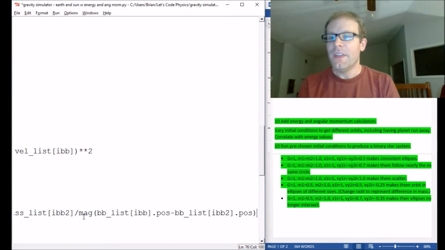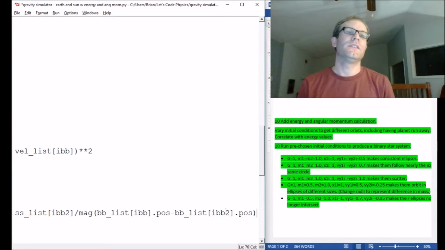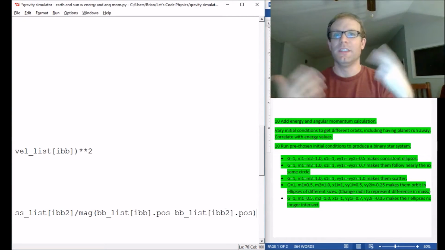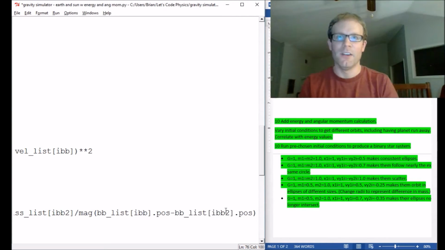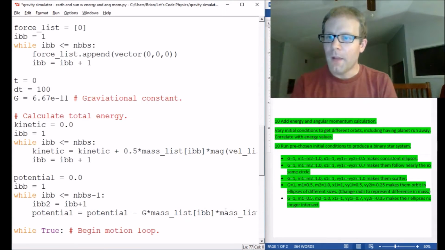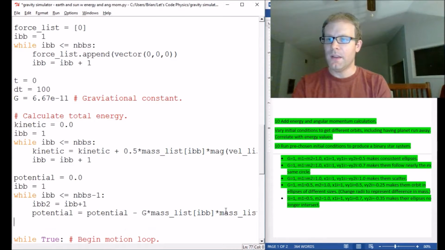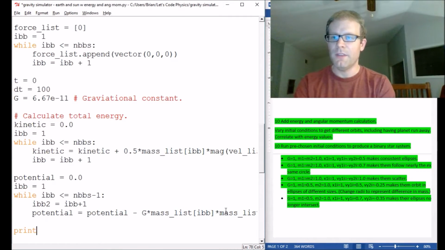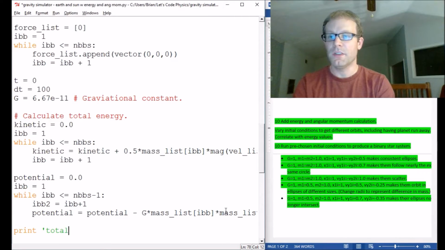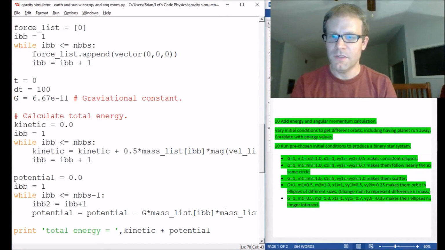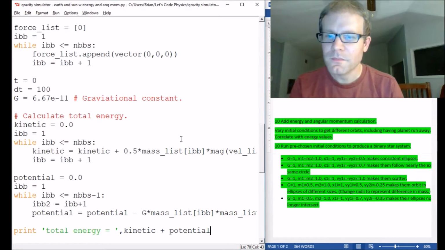So the only difference is that this distance between the two is to the first power in the denominator instead of to the second power. So it's just there instead of being squared. Okay, that should take care of that, and then we can report the total energy. So we're going to have this thing print the total energy to the screen. Total energy equals kinetic plus potential. There we go. Cool.